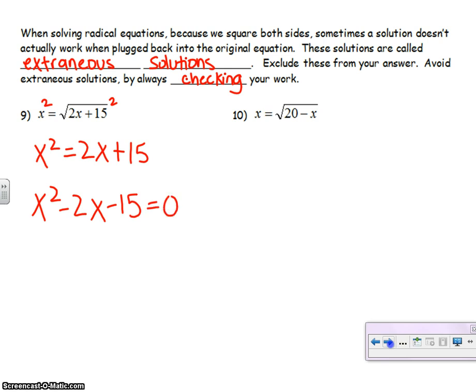If you want to use the quadratic formula, you can. If you want to graph it, that's fine. If you want to complete the square, that's fine. But hopefully this is one that's easy for us to factor. What factors of 15 add up to 2? And so this is going to factor to x minus 5 times x plus 3. This is going to give us our two solutions. Our x is equal to 5 and x is equal to negative 3.